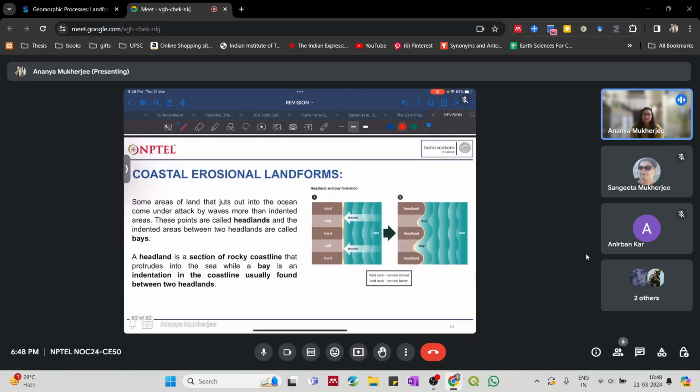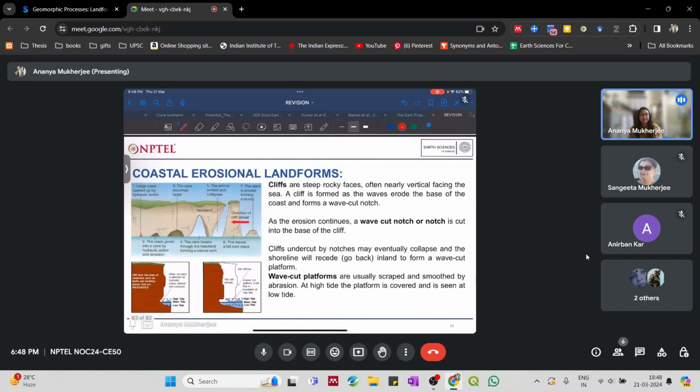So for the erosional work to happen, the softer regions along the coast get eroded faster than the areas where you have harder material or rocks. So the place which gets eroded faster, the softer part, actually turns into a bay, and the harder sections of the coastline are called headlands. So headland is a section of rocky coastline, and bay is actually the indentation of the coastline between two headlands.